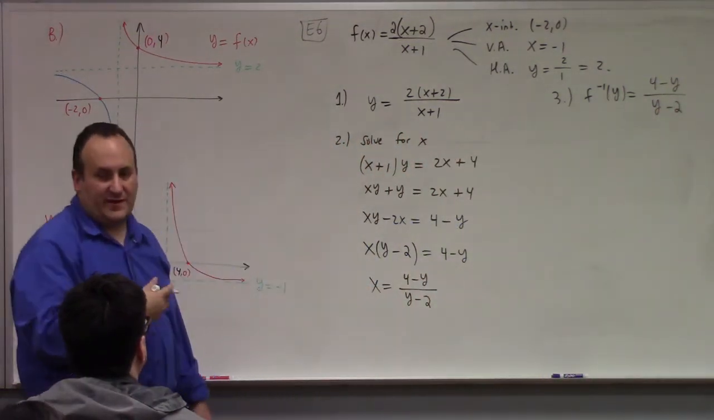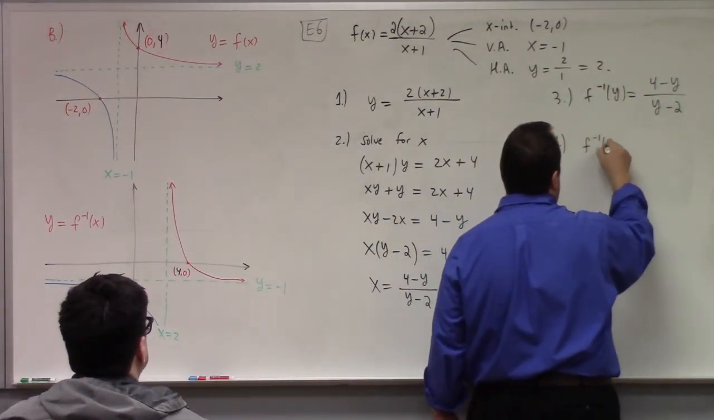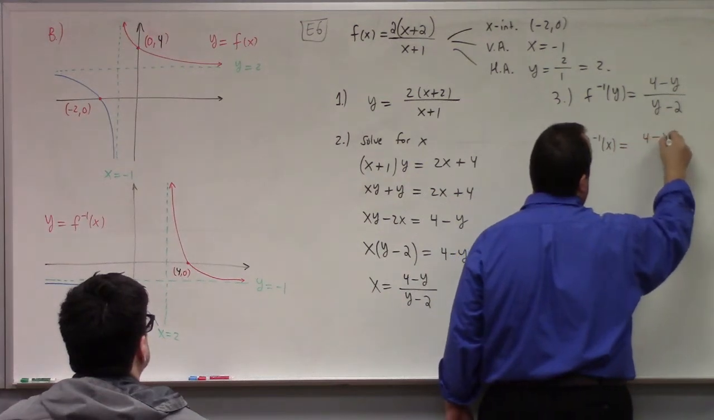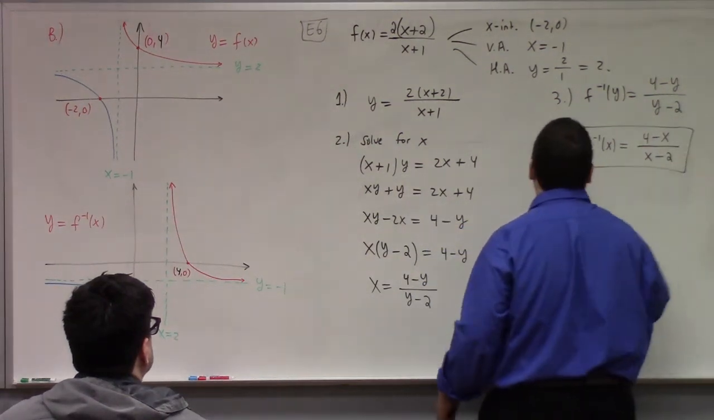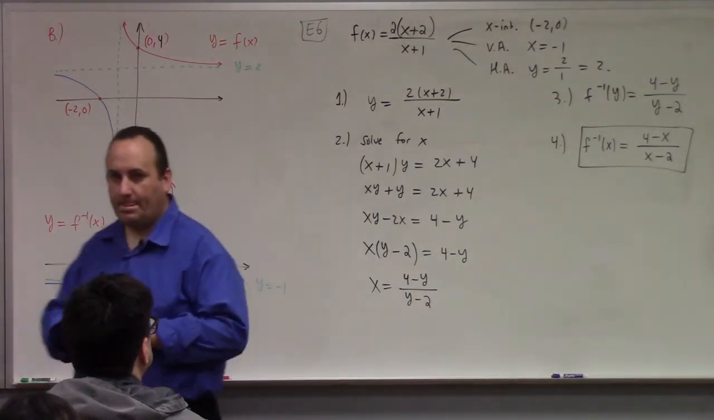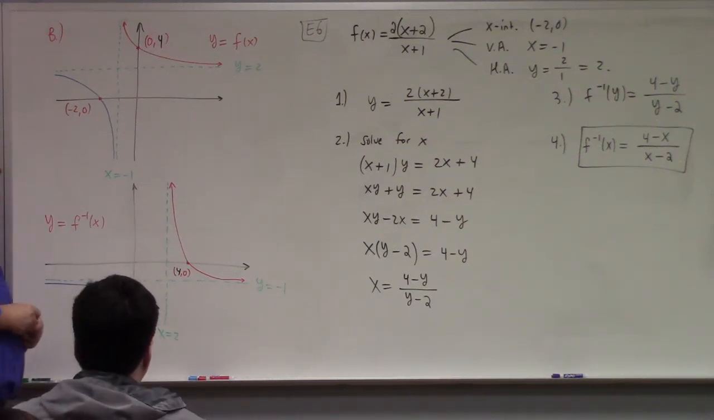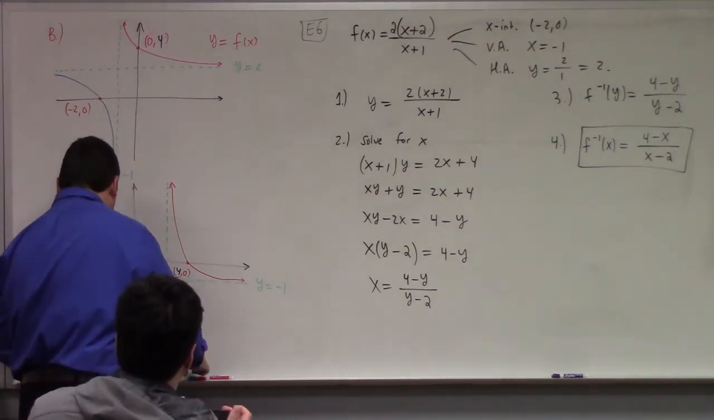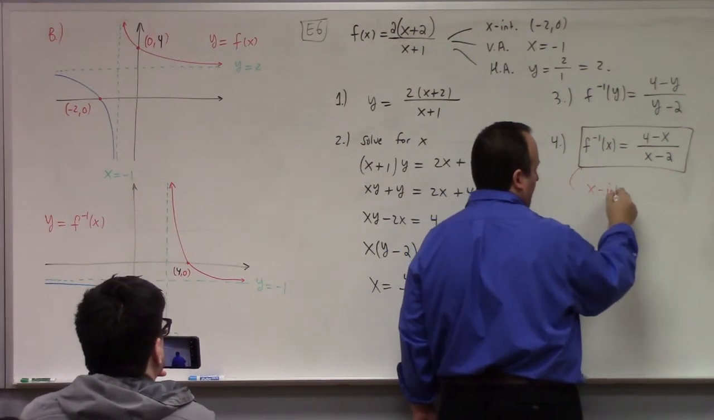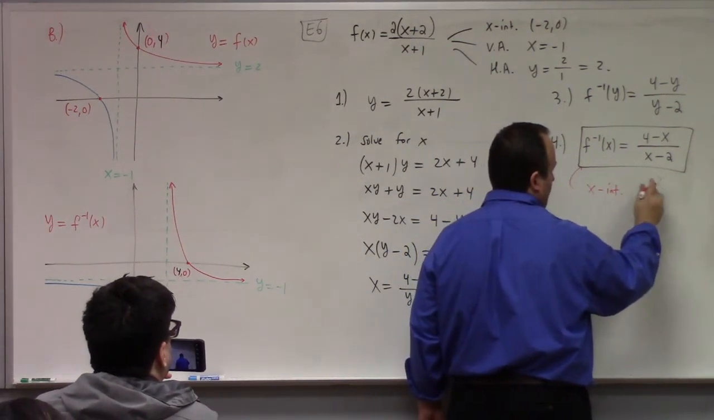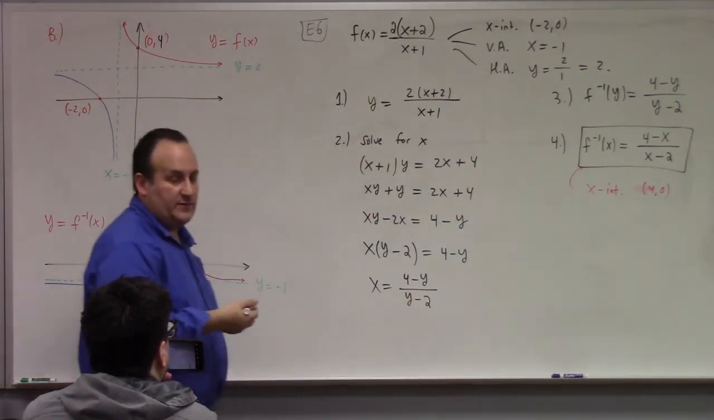And then if I want to write the formula in x, I switch y to x at the very end. And so I get f inverse of x equals 4 minus x over x minus 2. So that's how to do it algebraically. If you look at the graph of y equals f inverse of x, what are its quirks and features? X-intercept? x equals 4, that's (4, 0), right? From the numerator, that's 0 when we put x equal to 4.